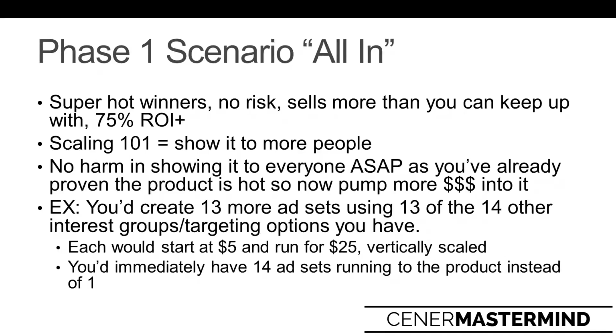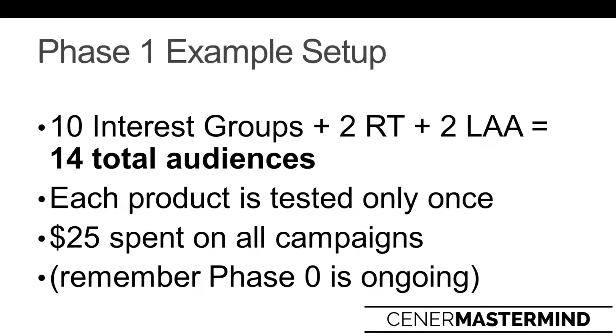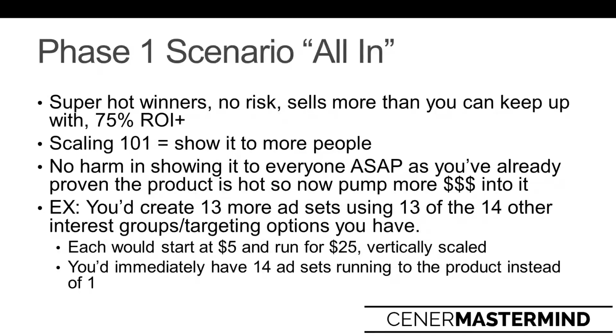So using the example that I laid out here with 14 total audiences, okay? Obviously, one of them is already in use for the original ad set that we did to test this campaign. So in this example with 14 total audiences, we would immediately create 13 more ad sets, and we would use the 13 unused interest group / targeting options that we have available, right? So each of these new horizontally scaled ad sets, they'd start at $5. They'd run for $25, right? Every ad set is individual, okay?